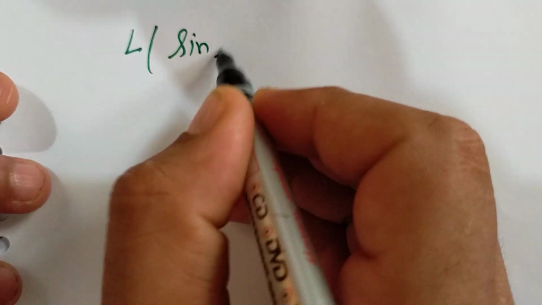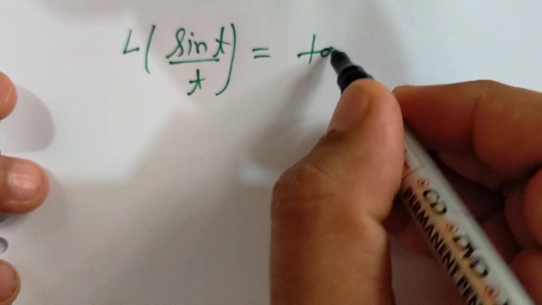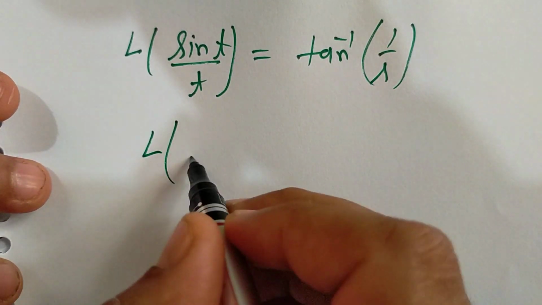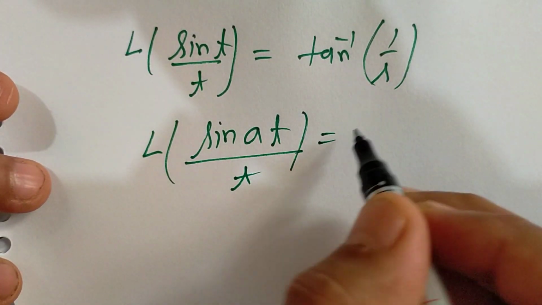Let us see one example based on the change of scale property. It is given Laplace of sin t by t equal to tan inverse 1 by s. So what is the Laplace transform of sin at by t?